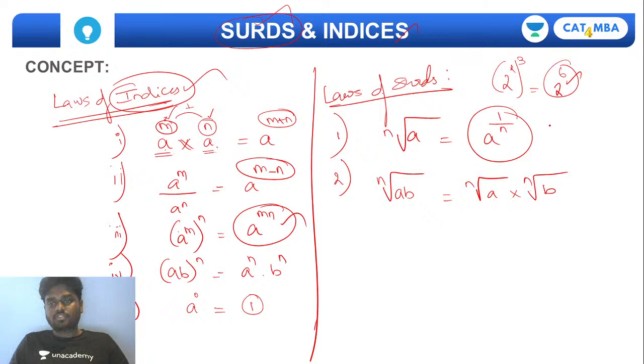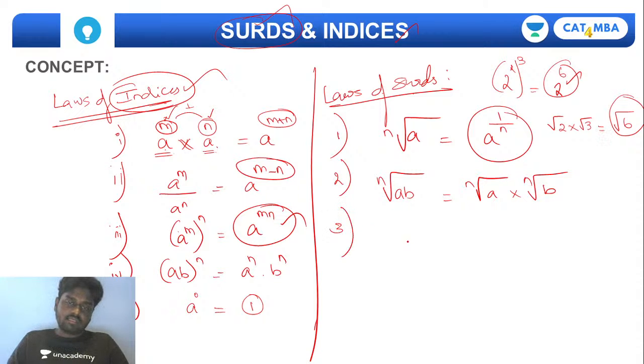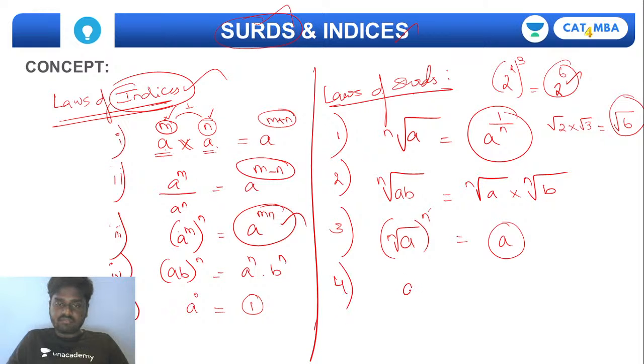How is this practically possible? If you have root 2 into root 3, it can be written as root 6, because 2 into 3 gives you 6. Next, if I have a power root n the whole power n, the n and n cancel, so it is ultimately a. And next, if you have multiple roots, like a root m root n, it becomes a root m into n. You simply multiply the roots.